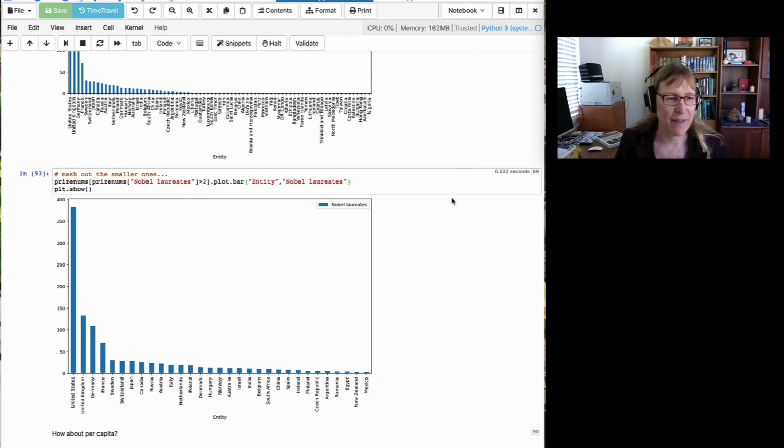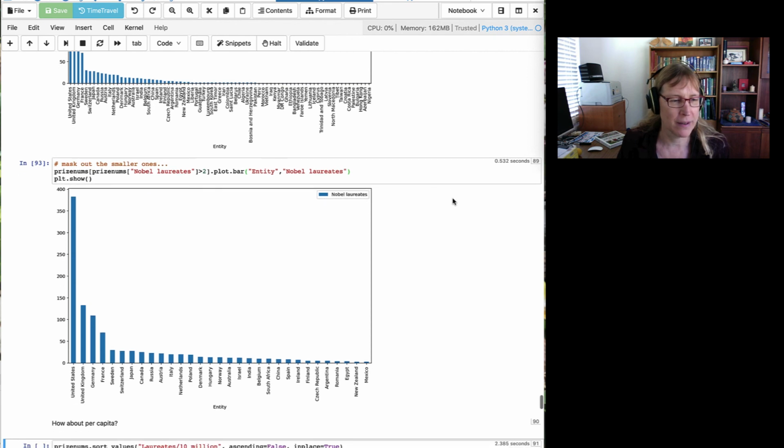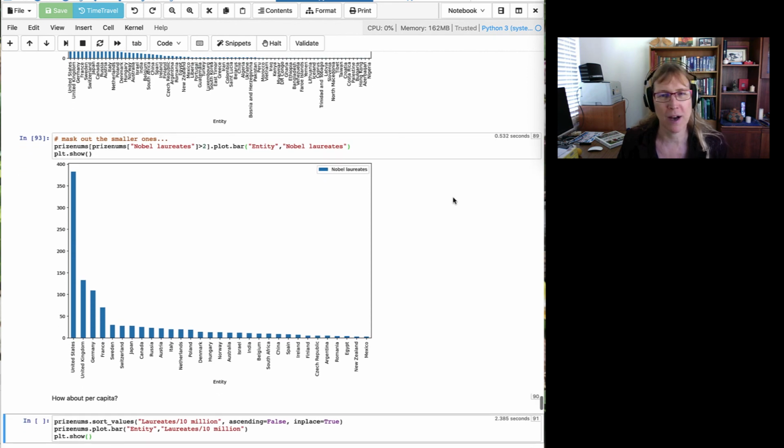Let's have a look now at the per capita data. We know that our laureates per million is essentially a per capita figure. Laureates per 10 million. Effectively it's multiplied by 10 million, so that instead of getting a very small fraction of prizes per person, we get prizes per 10 million, which is just an easier number to deal with. Okay, so what we're going to do is resort it by laureates per 10 million, and then we're going to plot laureates per 10 million against the entity.